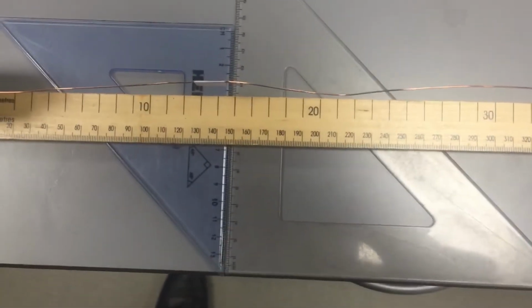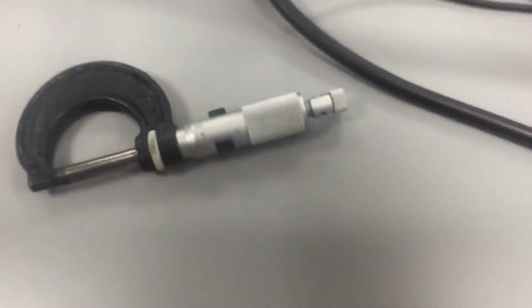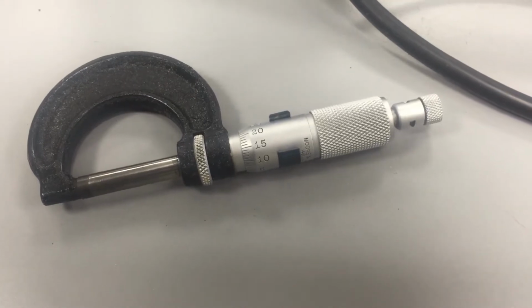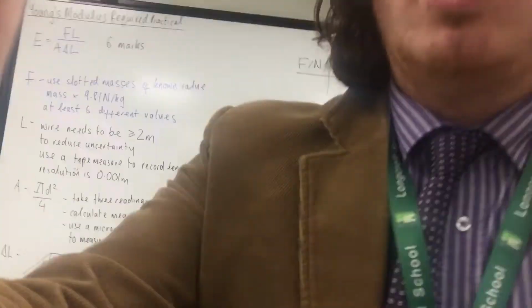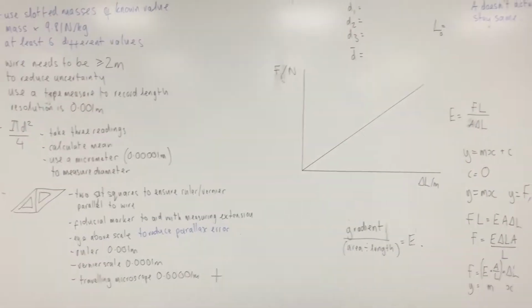Problems with this: there are kinks in the wire. The wire should be taut. We would be able to use the micrometer to calculate the average diameter and then calculate the area. So if I place that, we will start to look at the notes.